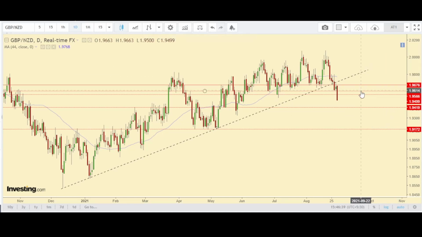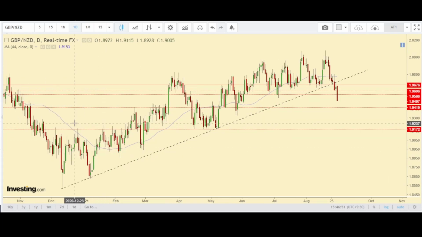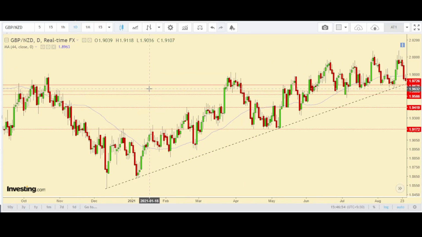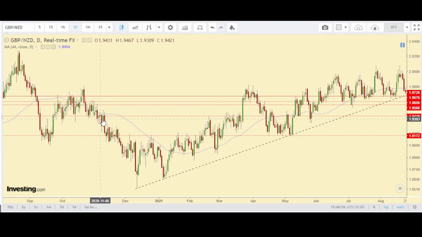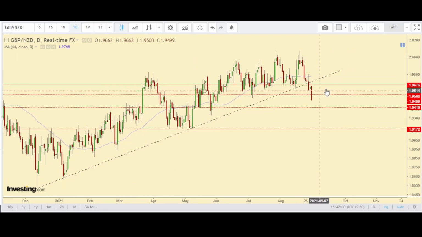Okay, so these are the lines that I have drawn. These are support resistances. You may track these support resistances here in the past. They are offering quite a bit strong support or strong resistance at particular levels. So these are trend lines and support resistances.